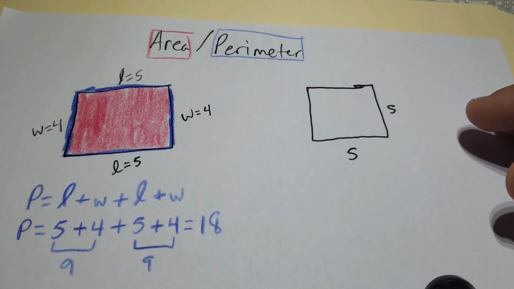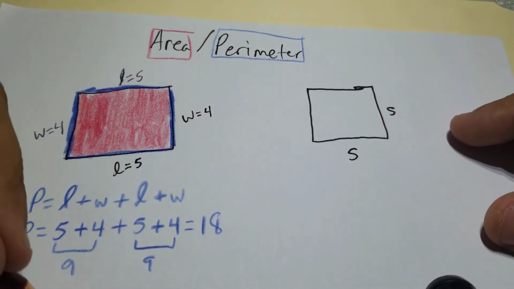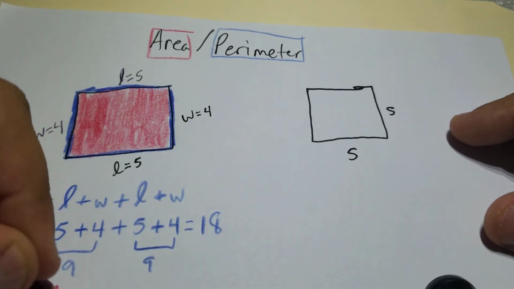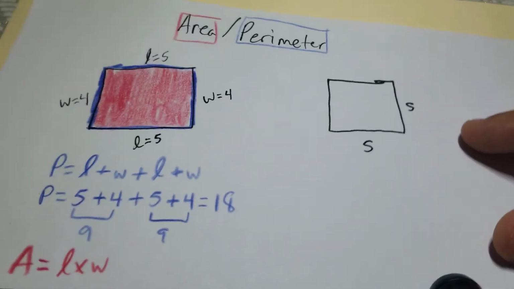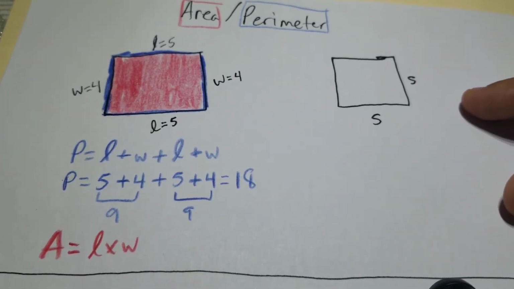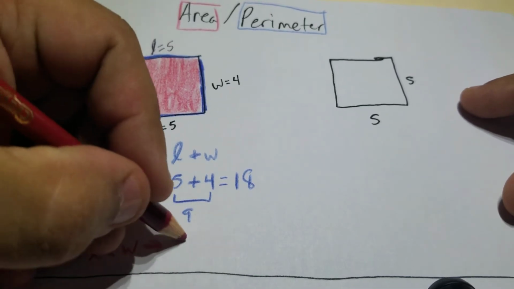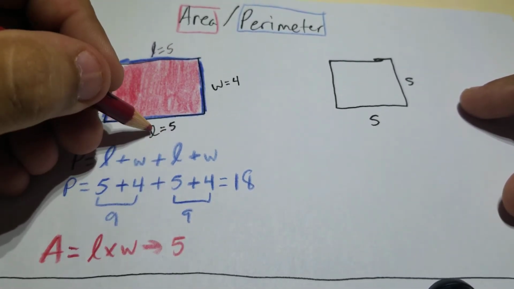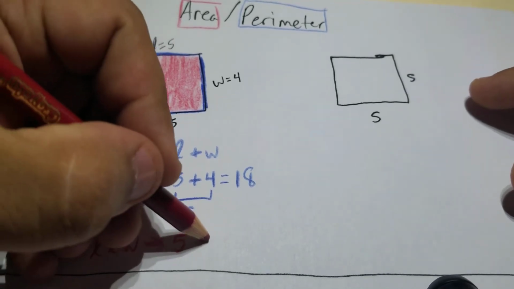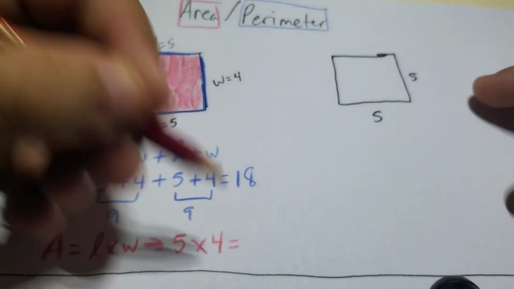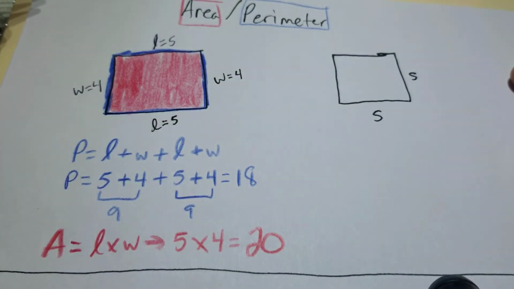Area does something a little bit different. Area multiplies one of the lengths and one of the widths together. Oh, it's not showing. Sorry. So in this case, we're going to take the L, we're going to convert it to 5 because our L is 5, and our width is 4, and that's just like your times tables. 5 times 4 is 20.